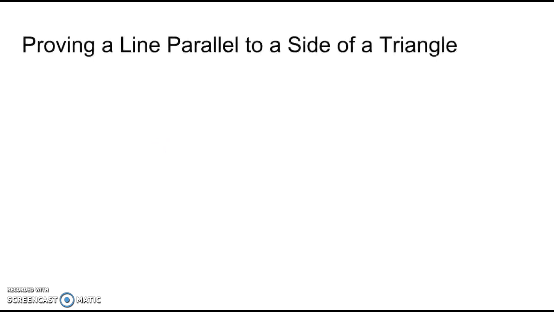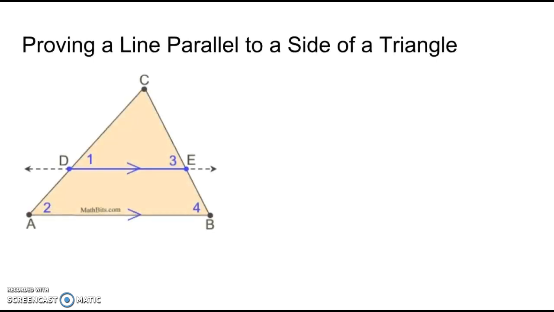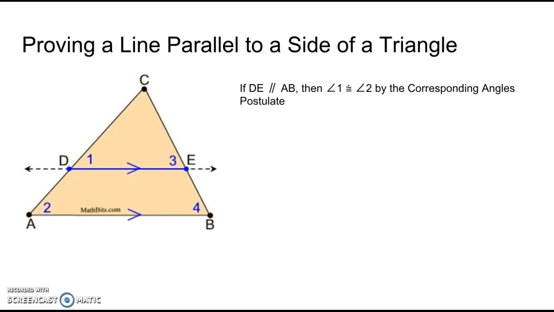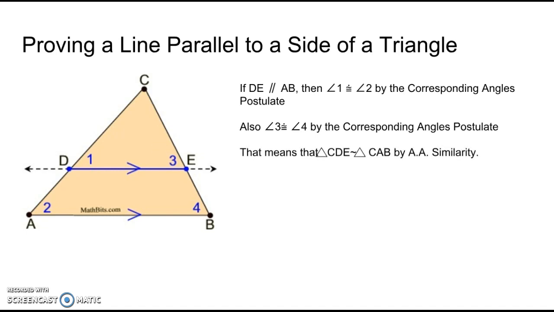Proving a line parallel to a side of a triangle. Take a look at this diagram. If DE is parallel to AB, then angle 1 would be congruent to angle 2 by the corresponding angles postulate. Also, angle 3 is congruent to angle 4 by the same reason. That would mean that triangle CDE is similar to triangle CAB because it satisfies AA similarity.